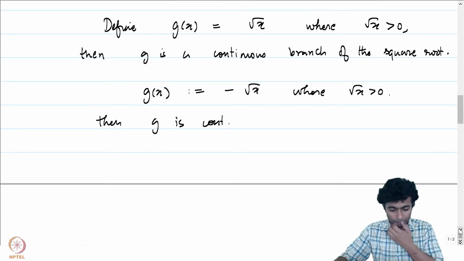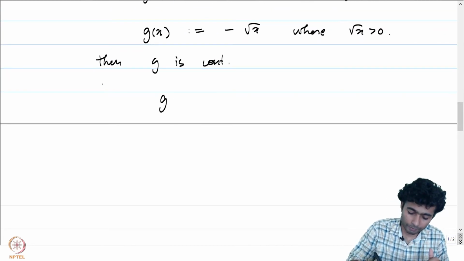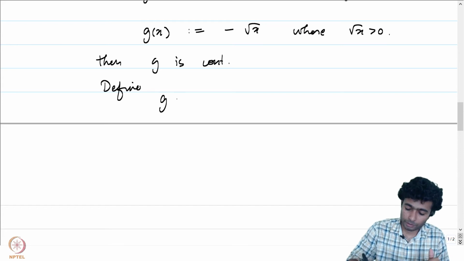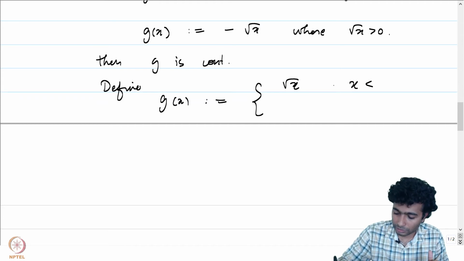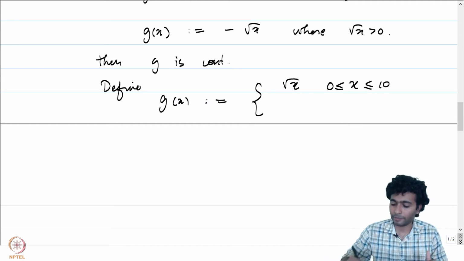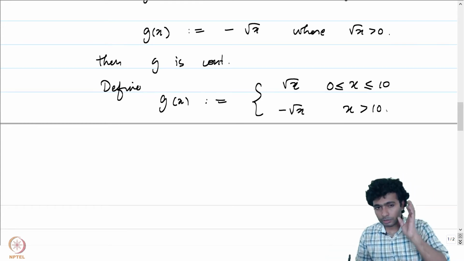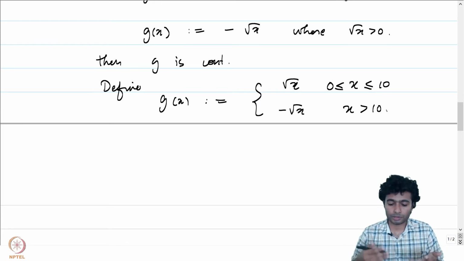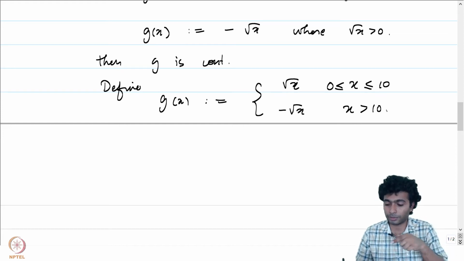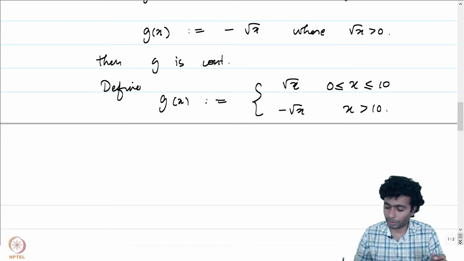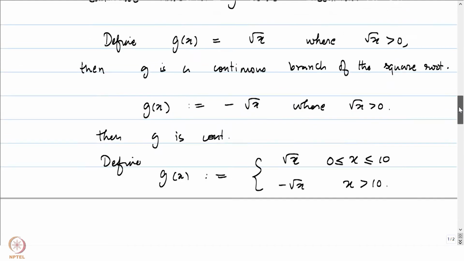We could pick branches of the square root which were not continuous as well, isn't it? For example, define g of x to be the positive square root for x greater than or equal to 0 and less than or equal to 10, and the negative square root for x greater than 10, let's say. This is also a branch of the square root function, because g of x the whole squared is going to be equal to x. However, this is not going to be a continuous branch, because at the point 10 there is going to be a discontinuity. So our goal would be to do something similar with our logarithm.